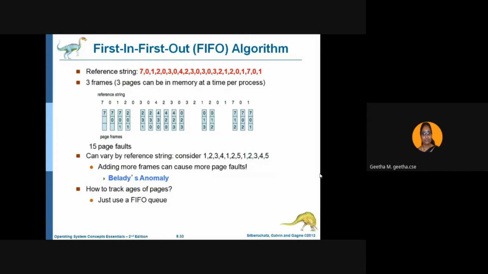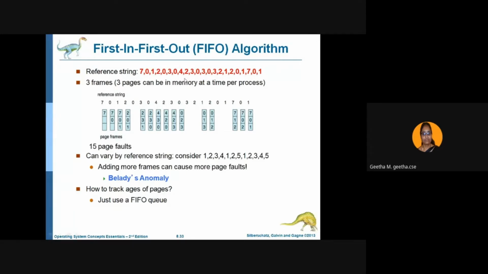Let us consider the first algorithm, first in first out. Whichever page has been allocated a frame for the first time can be removed if any other newly arrived page comes. First in, first out: whichever page is allocated a frame first, that page can be removed in the future when any new reference comes.